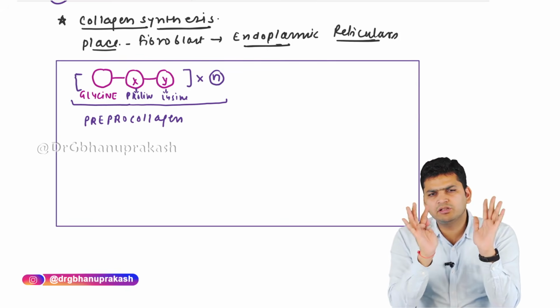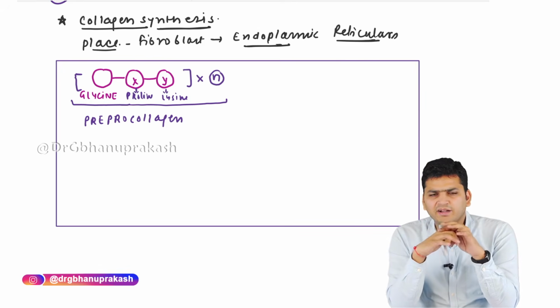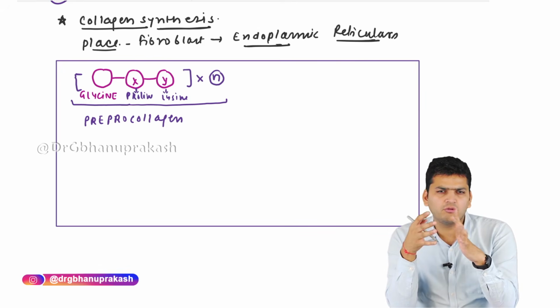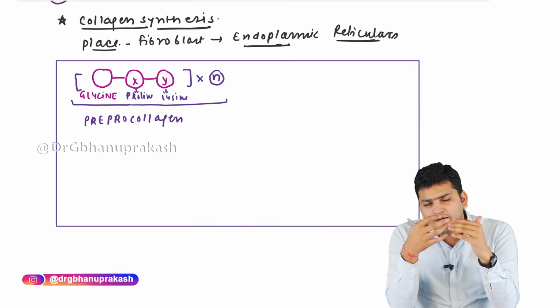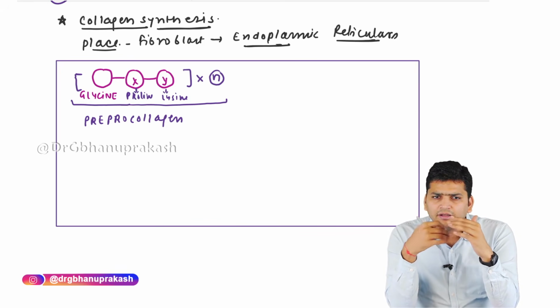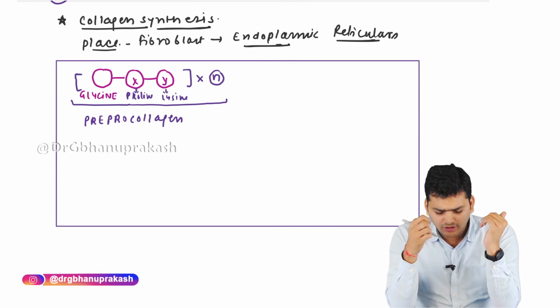Now this pre-pro collagen is not strong enough to make your bone, your muscle, ligament, tendon, right? It is just a chain of amino acids. It's not strong enough to make your bone. So we have to make certain changes to make it strong enough that it can make your bone, muscle, ligament, tendon, and so on.